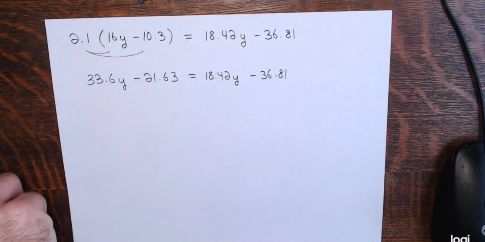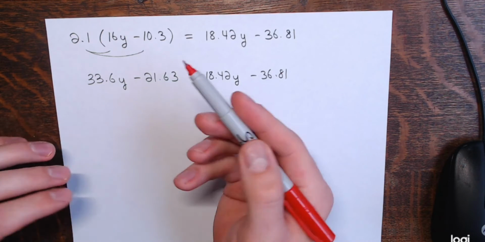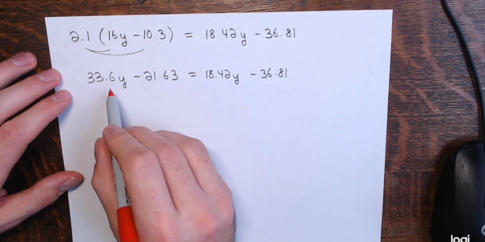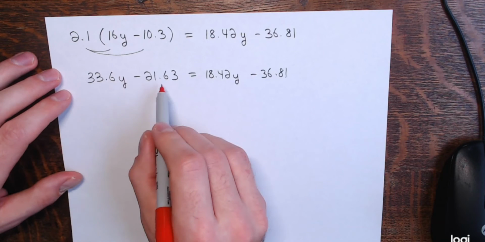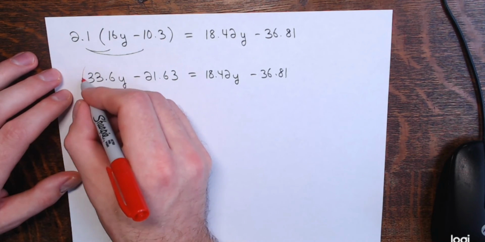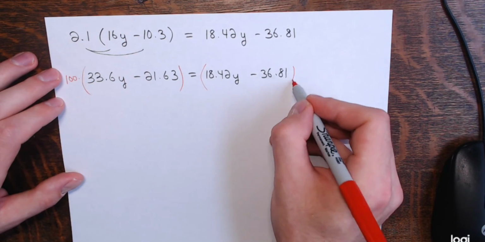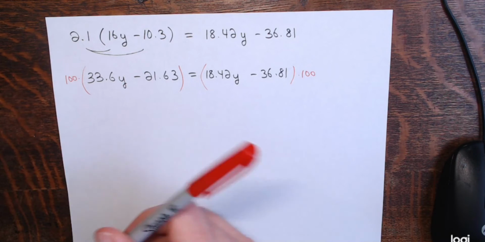And then again, if you want to clear the decimals, if you like doing that, I'd have to multiply by 10 here, but then 100 here, 100 here, 100 here. So the biggest of those is 100. So I need to multiply everything by 100. Right, multiply both sides by 100. That just moves the decimal point to the right 2 places.